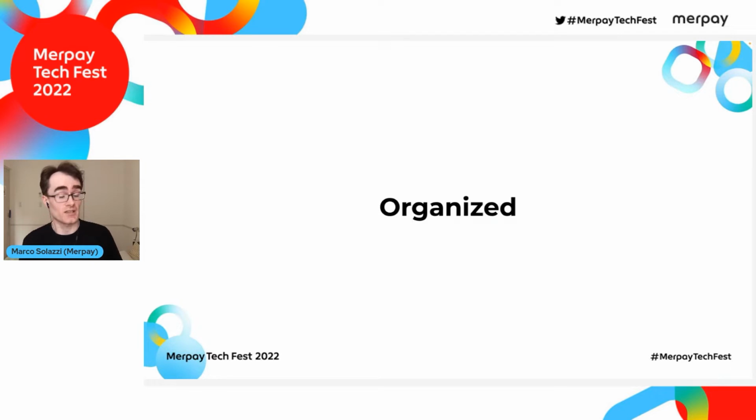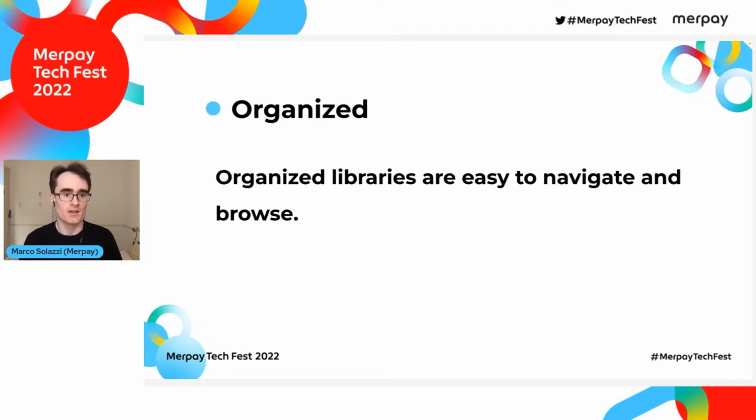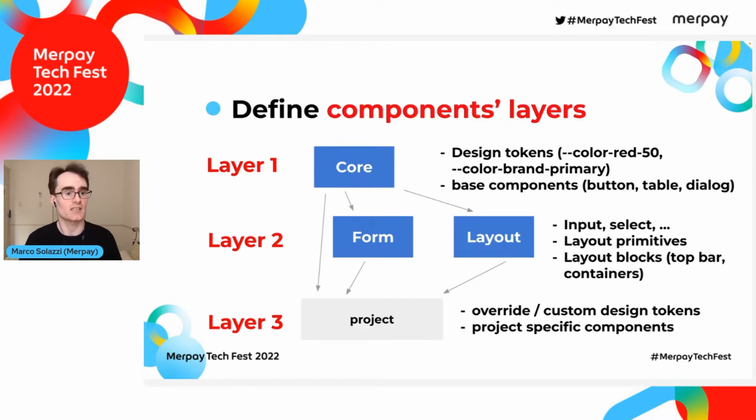Let's start with the first keyword, organized. Organized libraries are easy to navigate and to browse. This area involves topics like naming conventions for components, props, and attributes, but here we are talking about tooling, so we want to focus on one specific aspect, which is defining the components layers. Basically, we want to categorize components into layers. You will also find these called tiers.